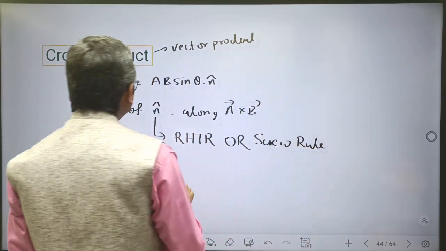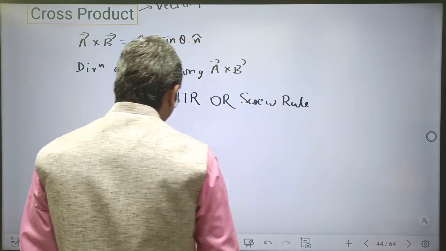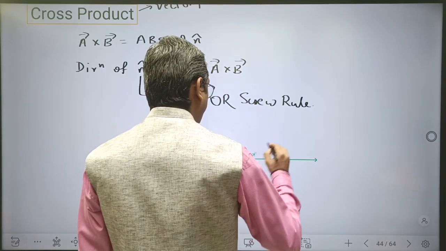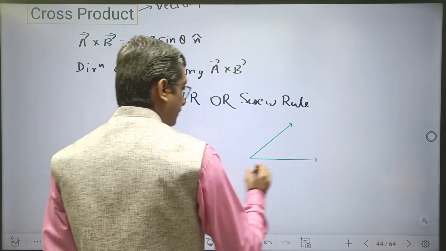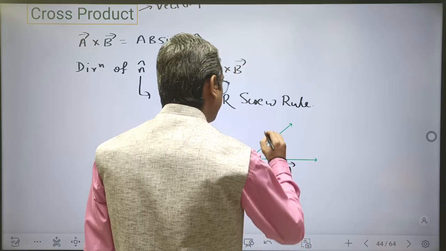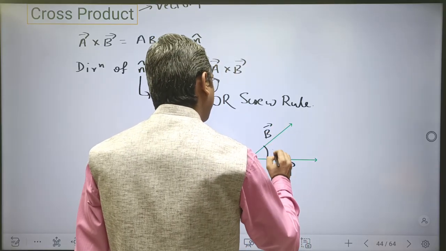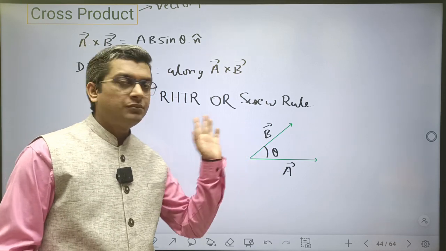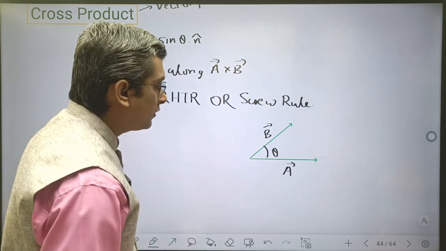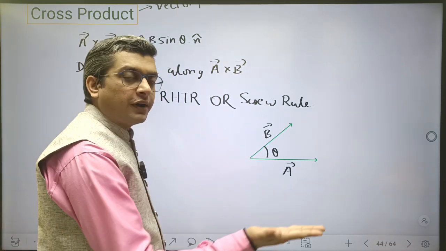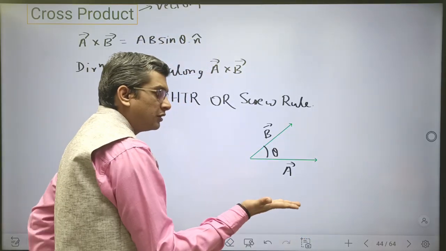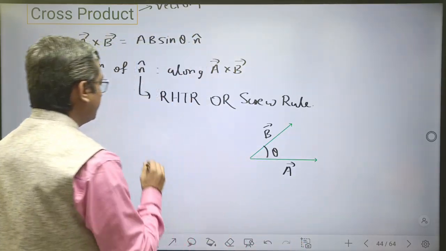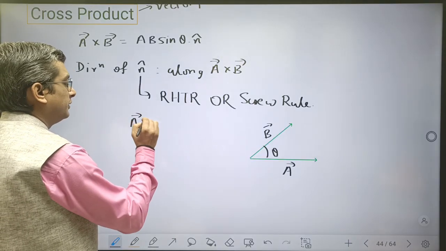So how can you find this direction? Let us suppose here it is A vector and this is B vector, and this angle is theta. You have to find the direction of A cross B, isn't it? So first of all, open your right hand. Now direct these fingers along the first vector. Suppose you have to find the direction of A cross B.